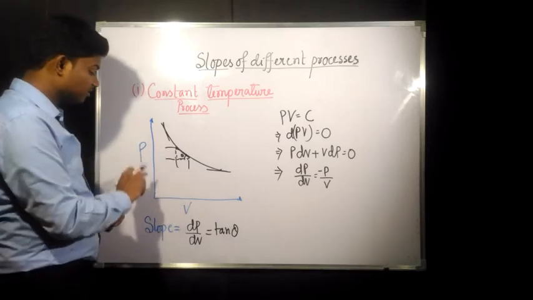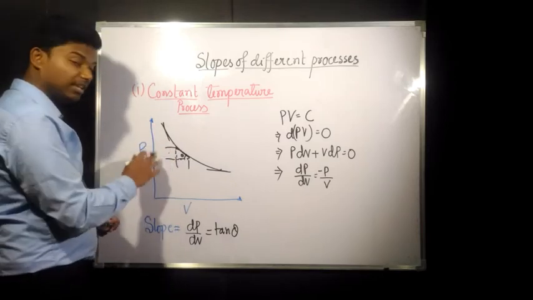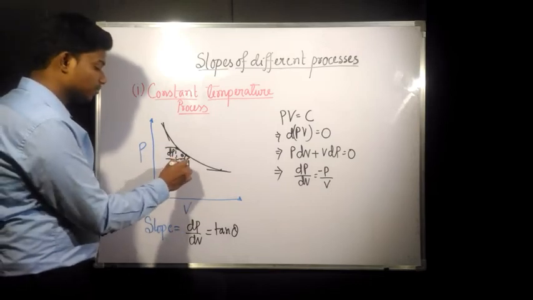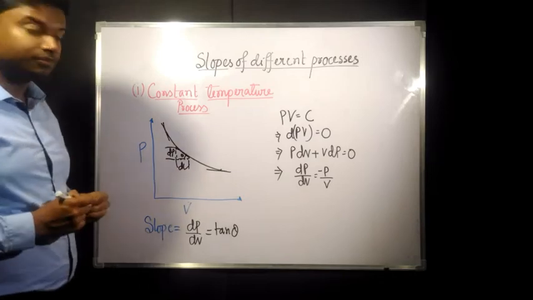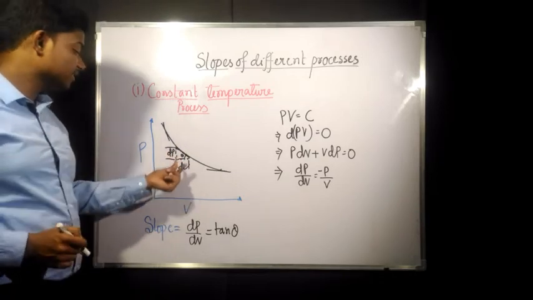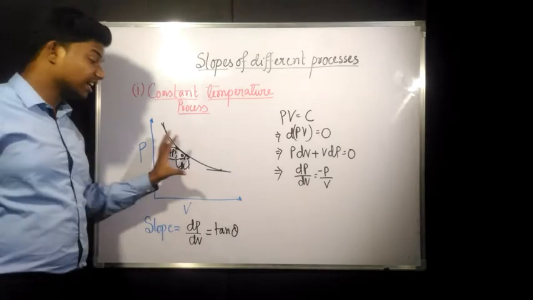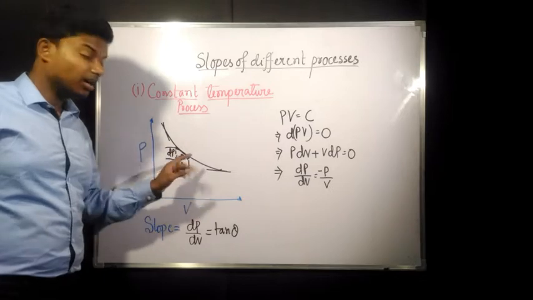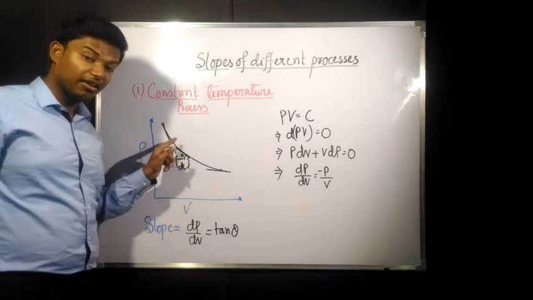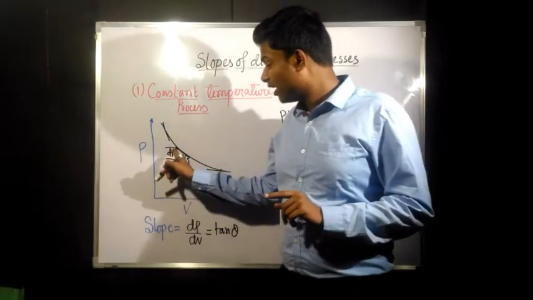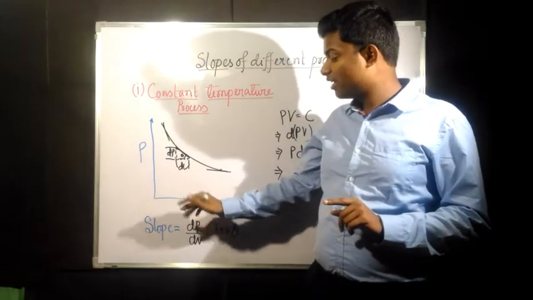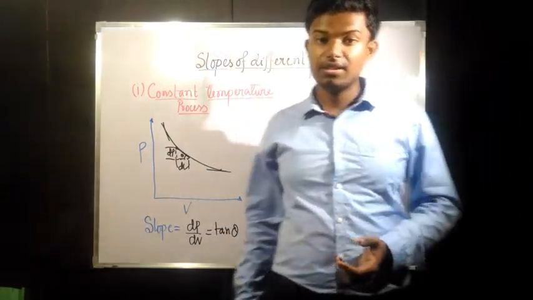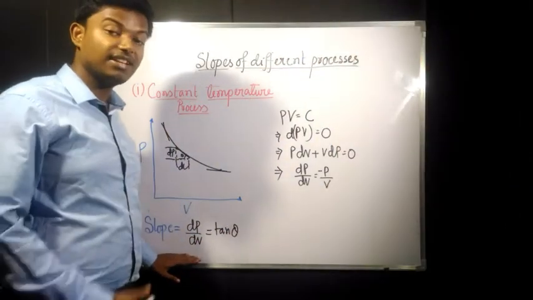Tan theta will give us this distance by this distance. As this distance is along the P axis, we will take it as dp, and this small distance we will take as dv, because it is along the volume axis. So from this small triangle, tan theta is going to be dp by dv. To generalize, we have taken one point arbitrarily on this curve, drawn a small tangent, and drawn this line to generalize the expression of slope, that is dp by dv. We are just taking it in a general case.